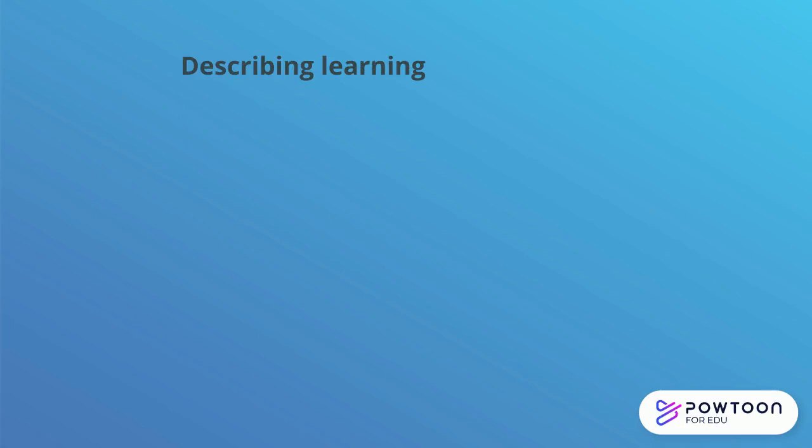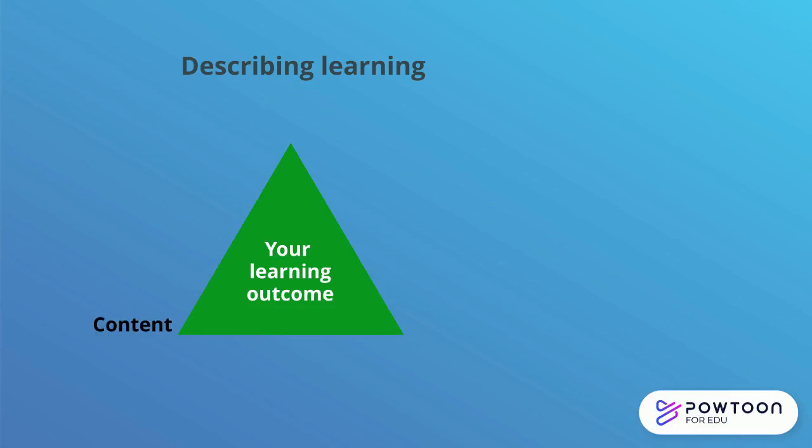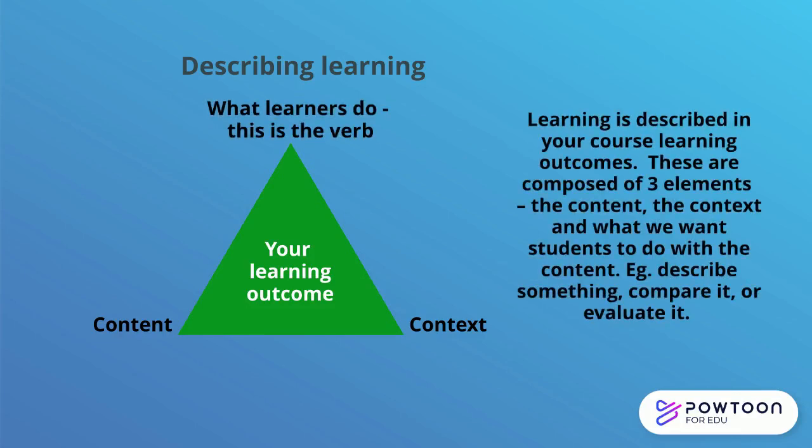What we want our students to learn in our courses, and hence what we want our assessments to measure, are described in the learning outcomes of the course. These can be found at the top of your course descriptors. Learning outcomes are composed of 3 elements: the content, knowledge, skills that we want our students to learn, the context, the environment, situations in which that content is found, and what we want the students to do with the content, that is, the action verb. Do we want them to describe it, compare it, or evaluate it?